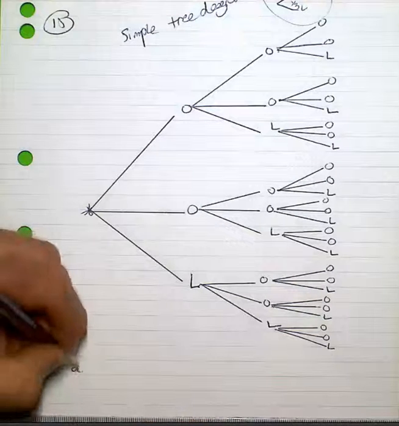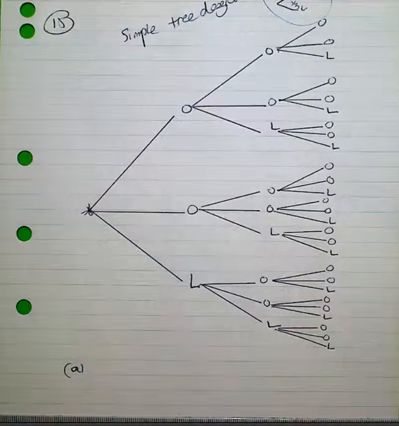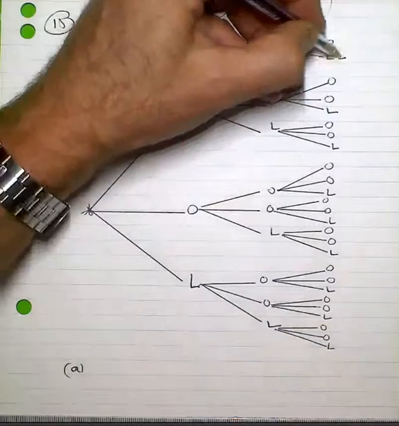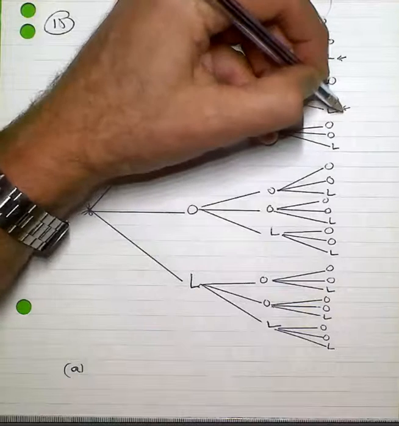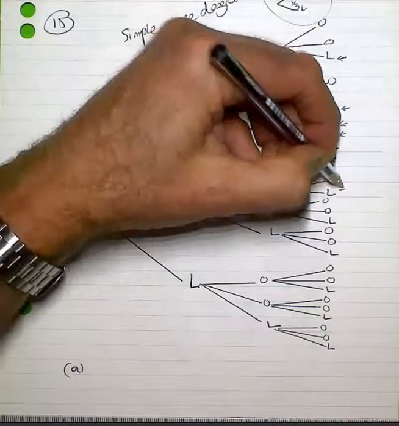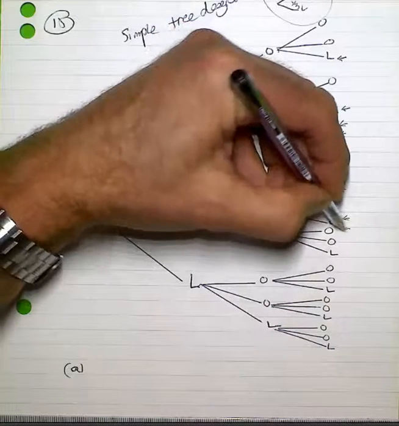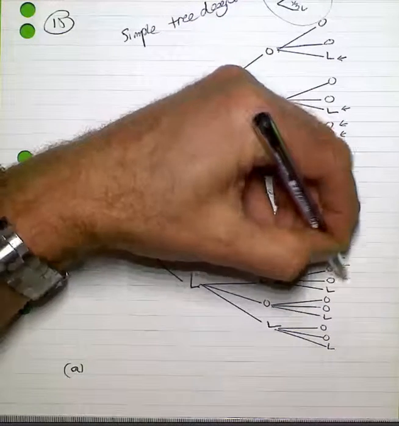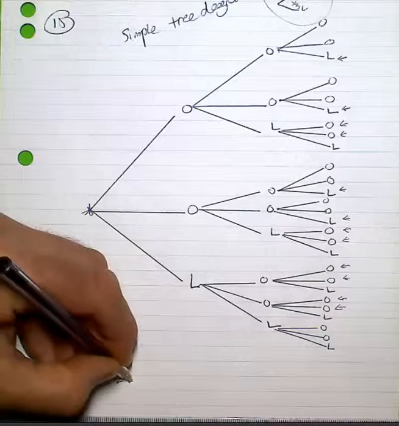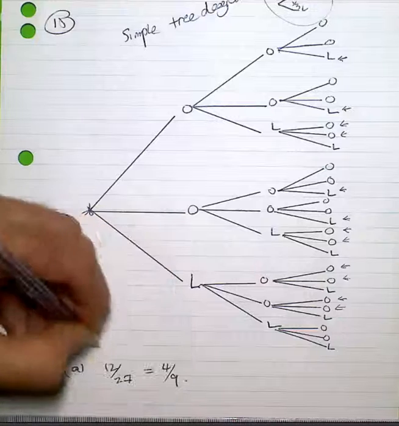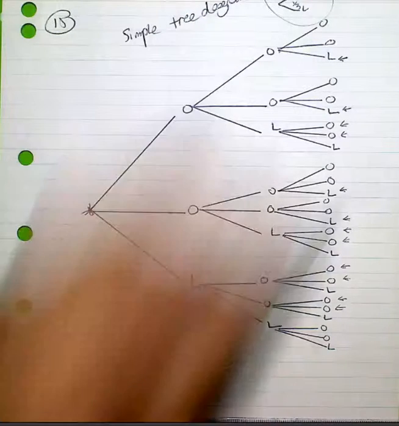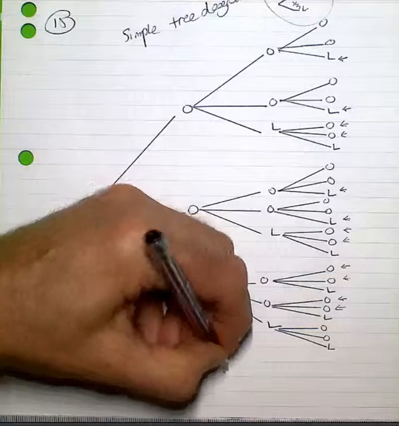Now, in 15A, I'm asked to calculate the number of times it's late on one day. And one day only by the looks of it. So I go through and flag the number of scenarios here. And I've got a total of 12 over 27, which will give me 4 over 9. So it's using the summary of the event sequences there.